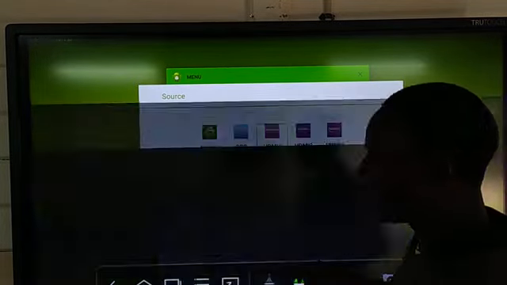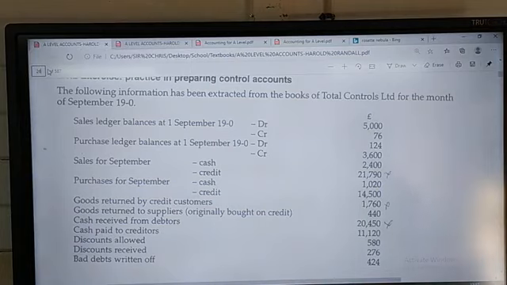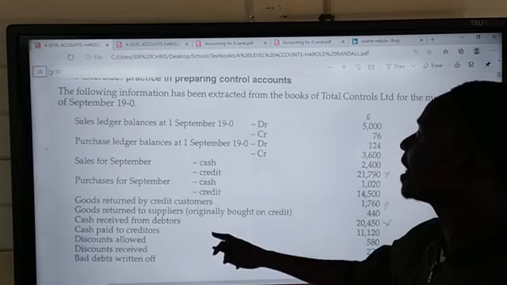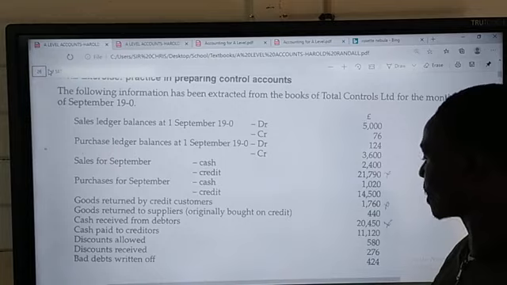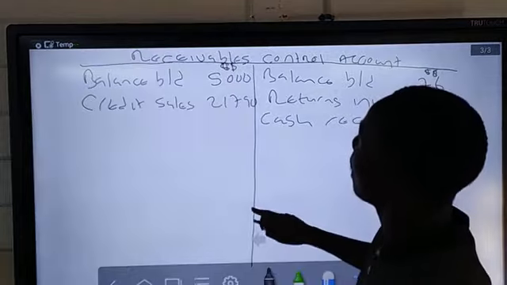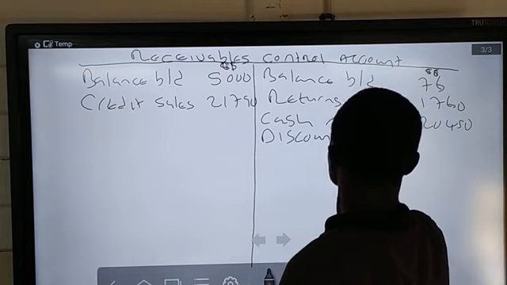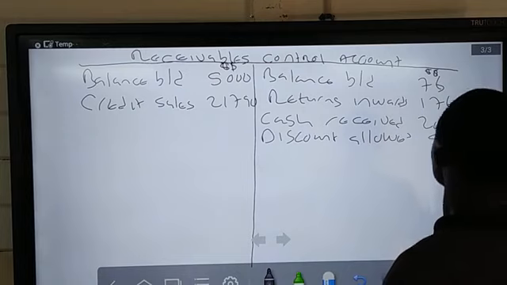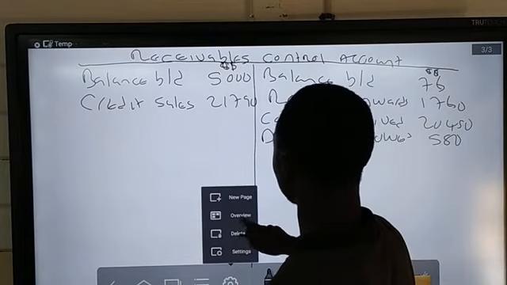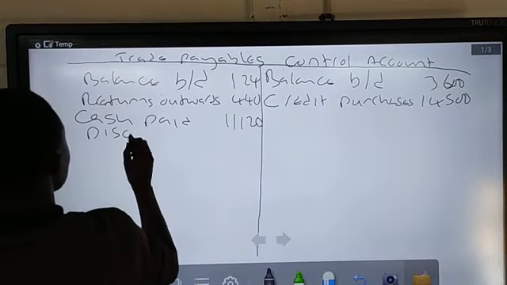If we check after that, we have discount allowed, we also have discount received. So discount allowed is recorded in the receivables, whilst discount received is recorded in the trade payables account. So let's go back again and record that transaction. Here we record discount allowed. Our discount allowed is 580. Then let's do the other one. We have discount received.